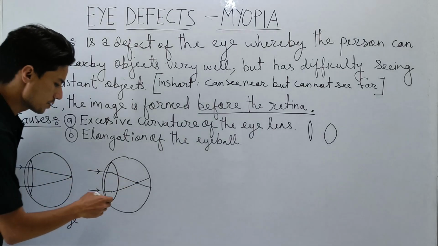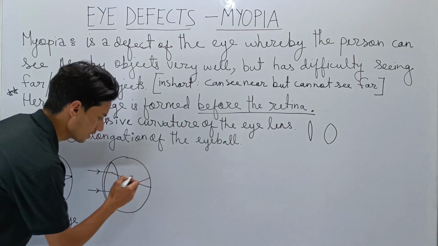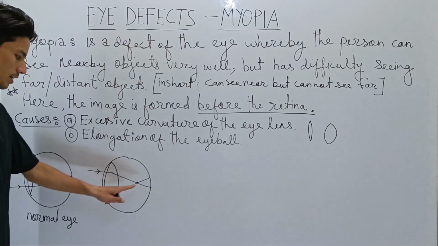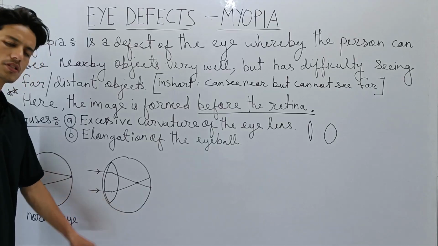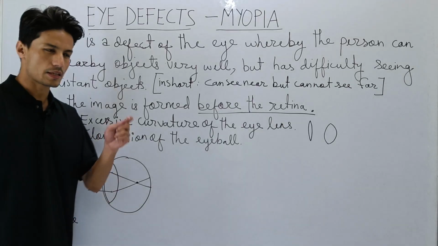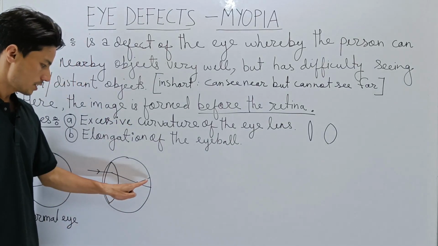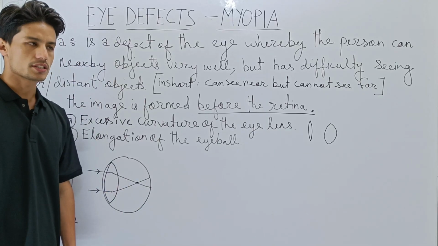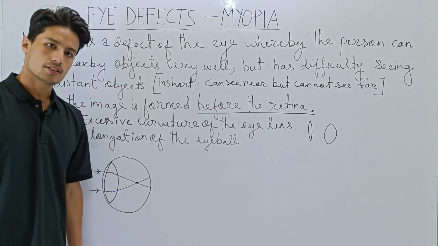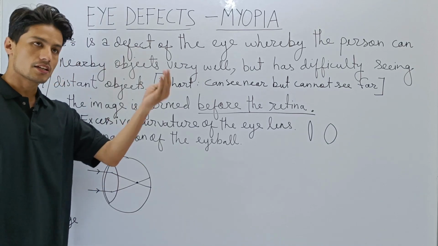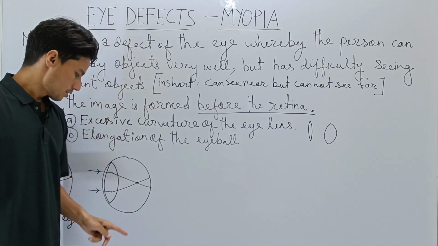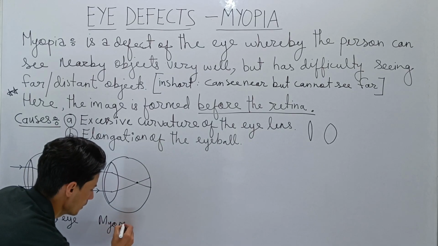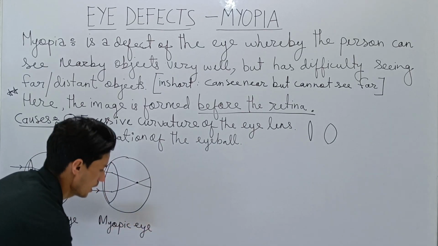So the light rays reaching the retina are all single rays. Look at this ray and this ray. So how will this person see? This person will see a blurry image because these are all single rays touching the retina. So this person will see a blurry image of the object. That's why he is not able to see the distant object clearly. So this is the myopic eye.